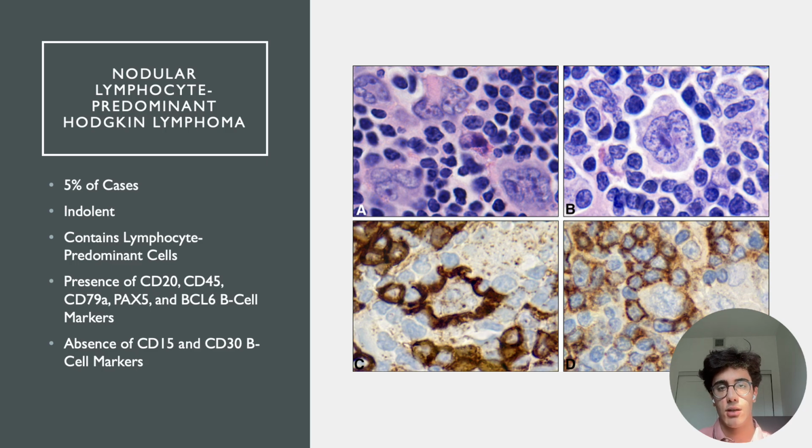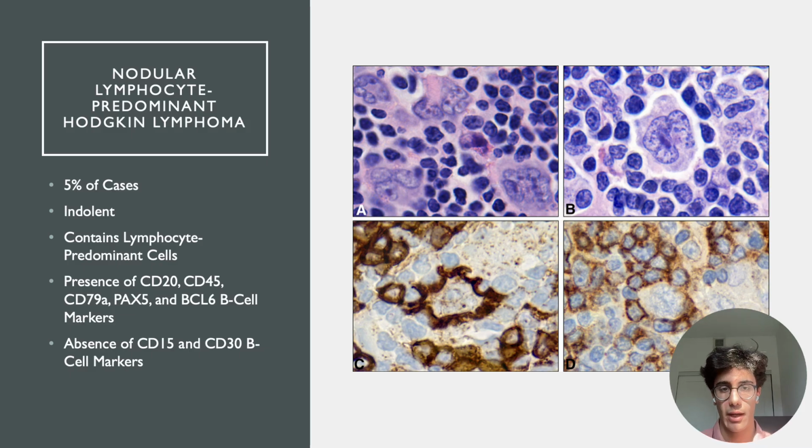Next is the nodular lymphocyte predominant Hodgkin lymphoma subtype. It is much rarer, encompassing only 5% of all cases. It is a slow-growing lymphoma and contains lymphocyte predominant cells, or so-called popcorn cells, because of their appearance under the microscope. As you can see in the image here, in figures A and B, these cells look like popcorn, or in figure B it's much clearer. They actually do look like popcorn.